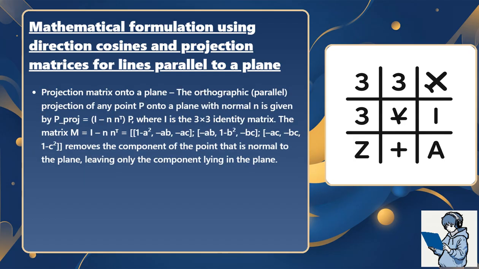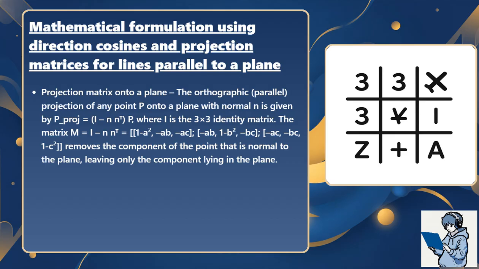Projection matrix onto a plane. The orthographic, also called parallel, projection of any point P onto a plane with normal N is given by P sub proj equals (I minus N N transpose) P, where I is the 3 by 3 identity matrix. The matrix M equals I minus N N transpose, which expands to a 3 by 3 matrix with entries 1 minus a squared, negative ab, negative ac, negative ab, 1 minus b squared, negative bc, negative ac, negative bc, 1 minus c squared.